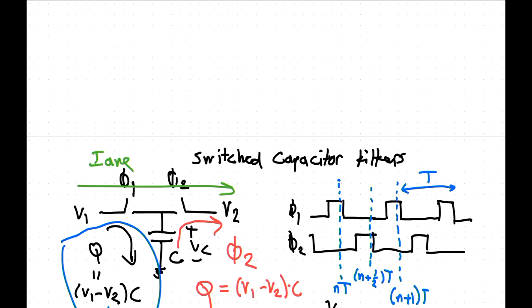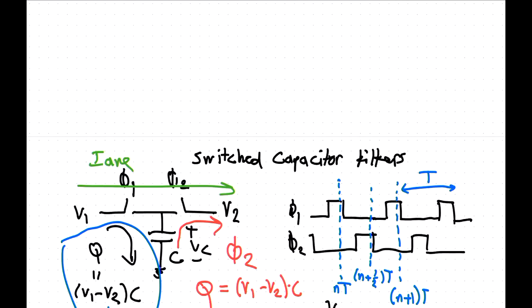So that Q is like a delta. It's a delta Q, right? Oh, it's a delta Q. Yeah. It's delta Q. So we were like shorting two voltages together. You're shorting a capacitor to two different voltage sources. Yeah.